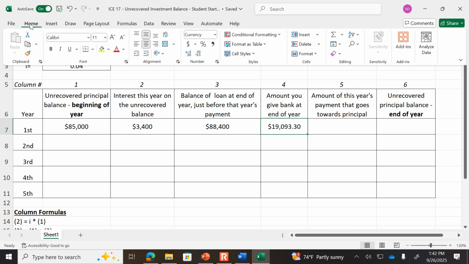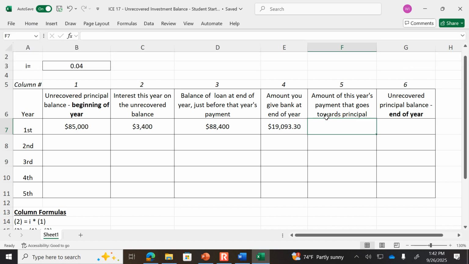So here on the home ribbon, you can increase or decrease the number of digits that are showing if you want to show the cents in that 4th column. So any questions so far?